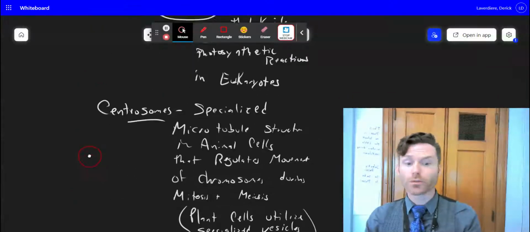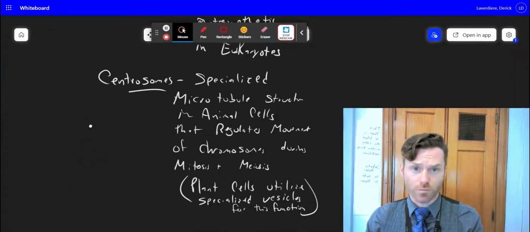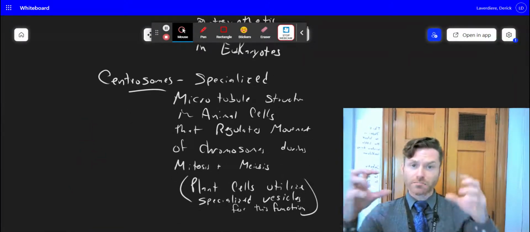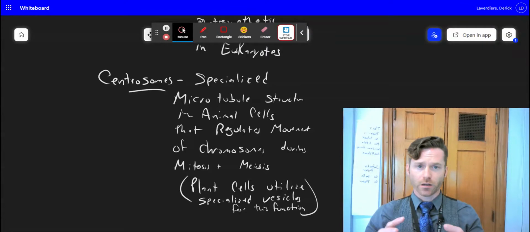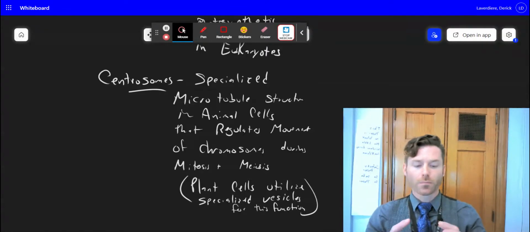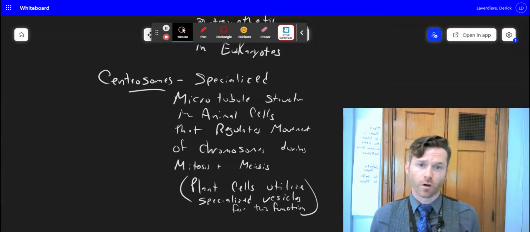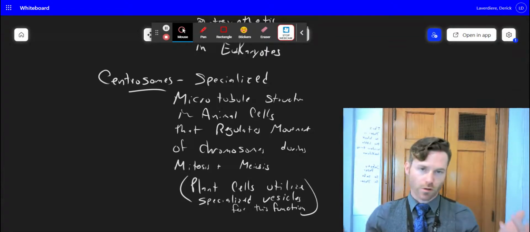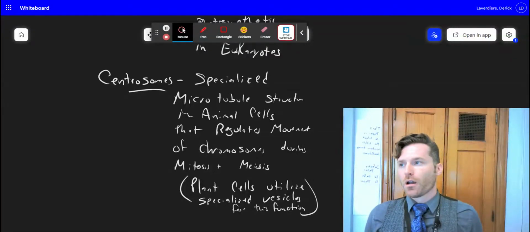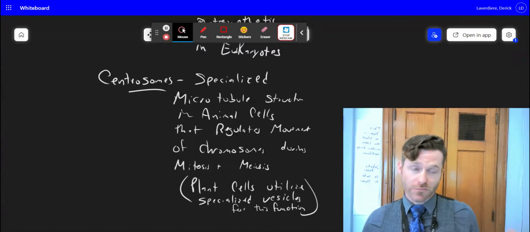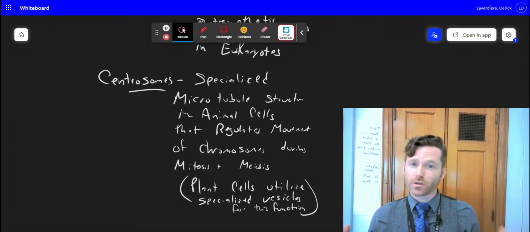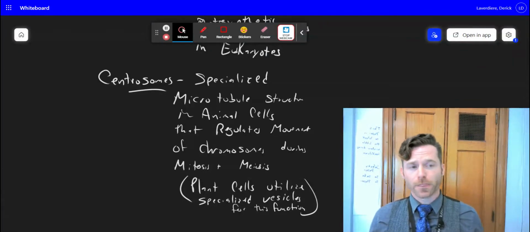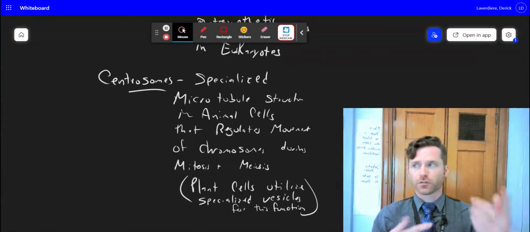Moving onwards, we are almost done here. Okay? We got centrosomes. So centrosomes are specialized microtubule structures in animal cells. They look kind of like celery in the models of them, but their job is to move chromosomes during the process of mitosis or meiosis. So they make sure the chromosomes go to the right place at the right time. We will talk about that at length when we look at cell division. Plants don't have centrosomes, so instead they utilize a specialized type of vesicle to move the chromosomes.